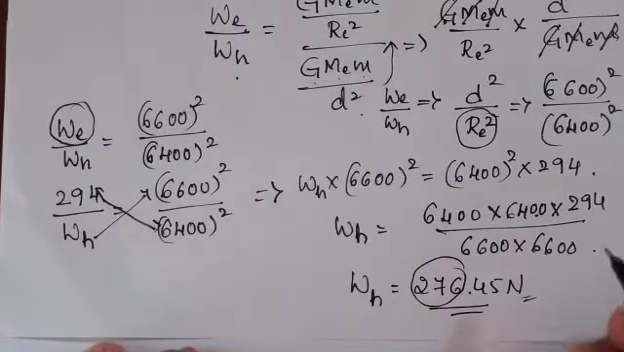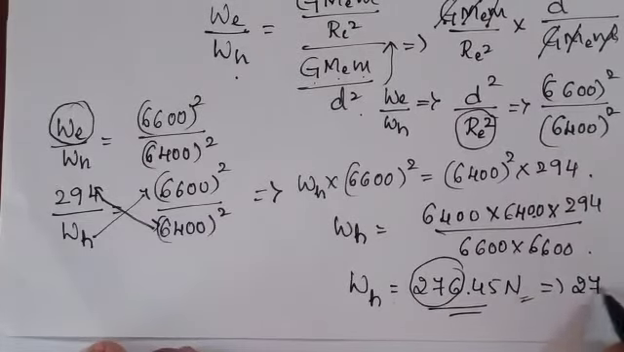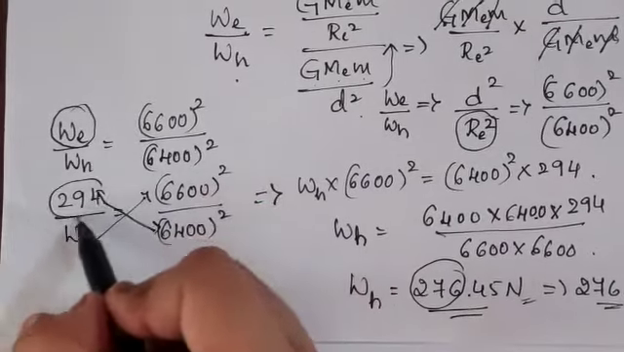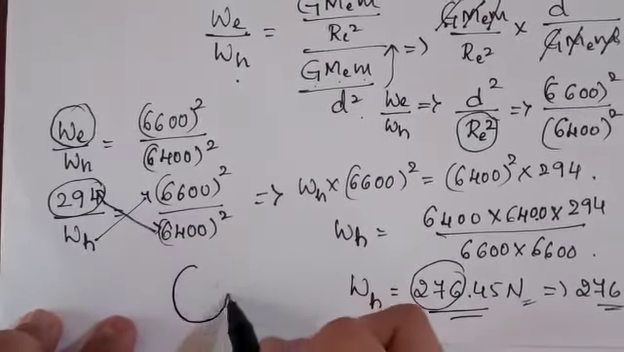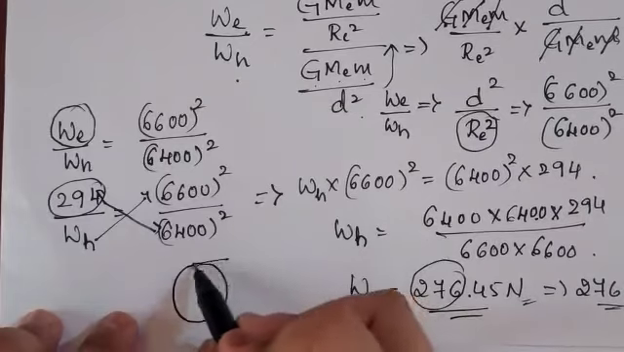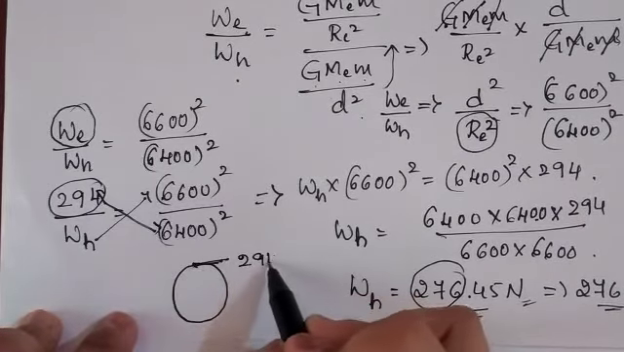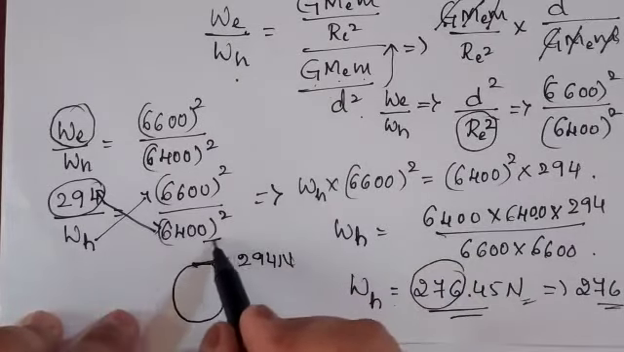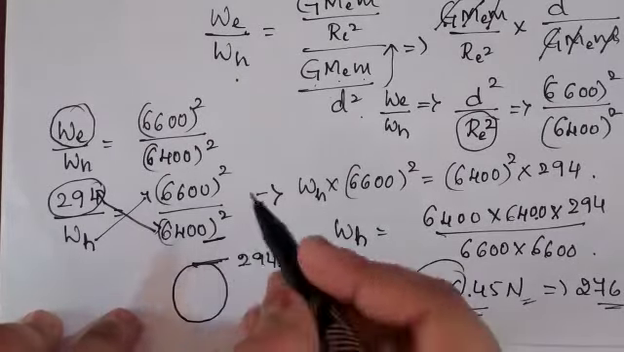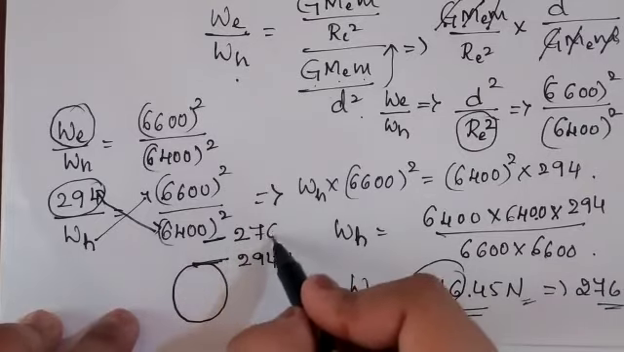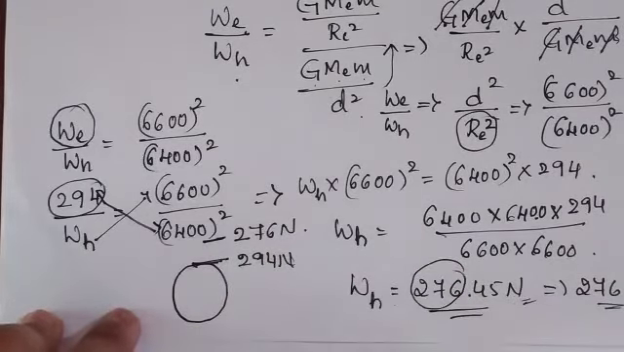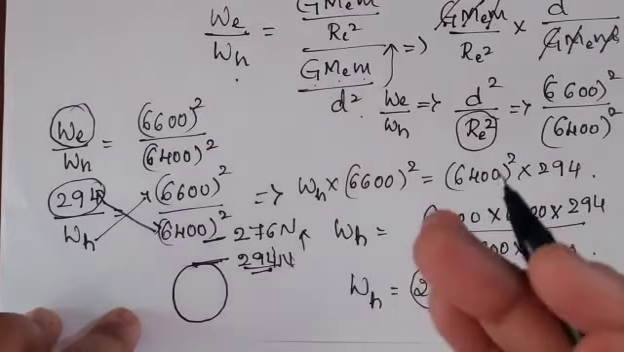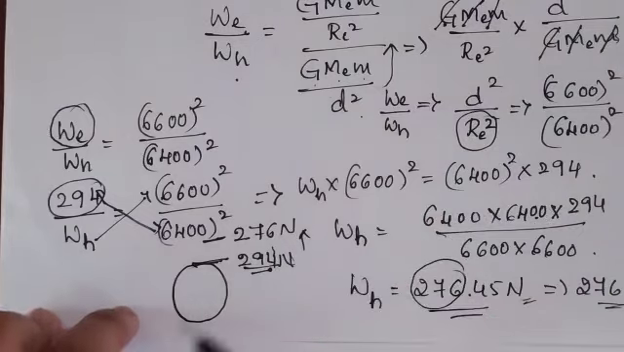Since the unit is Newton here, the weight at a certain height is approximately 276 Newton. Why I am considering this, see here. Here is the weight on the surface. Let me draw it once again and I will explain. On the surface of the earth, the weight of that object is 294 Newton. When you go higher to a distance of 200 kilometer, its weight has become 276 Newton. See the difference: 294 is there. When you go higher and higher, the weight of that object goes on decreasing.